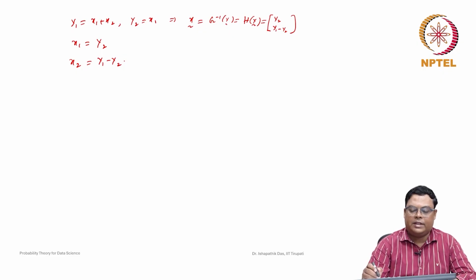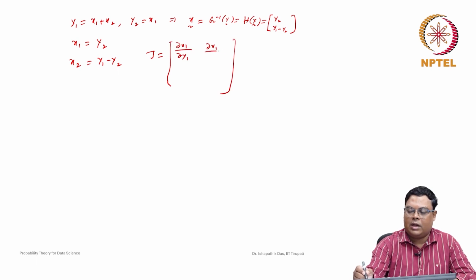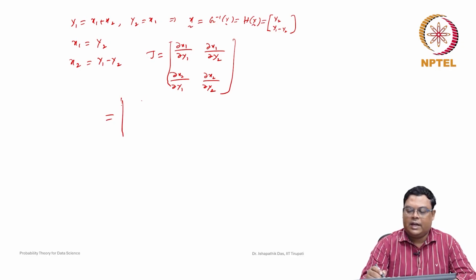Now we want to find the Jacobian. The inverse exists here, so we can find it. What will be the Jacobian? The Jacobian J is given by definition: del x1 del y1, del x1 del y2, del x2 del y1, del x2 del y2. Now from this function we find that del x1 del y1 will be 0, del x1 del y2 will be 1, del x2 del y1 will be 1, and del x2 del y2 will be minus 1.